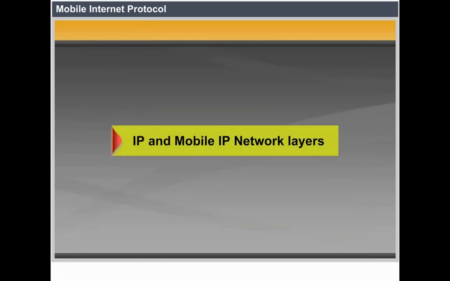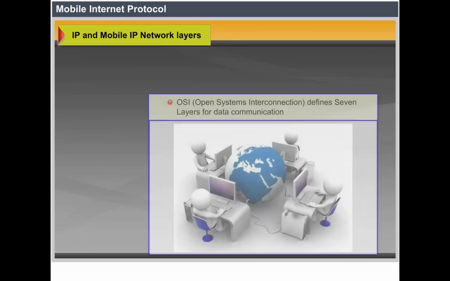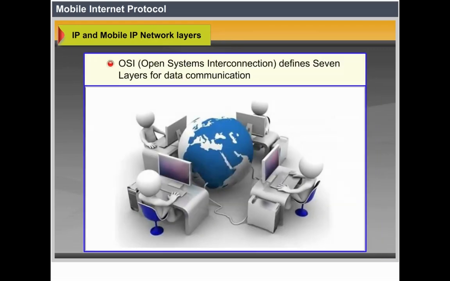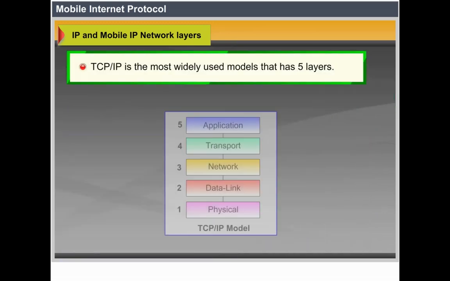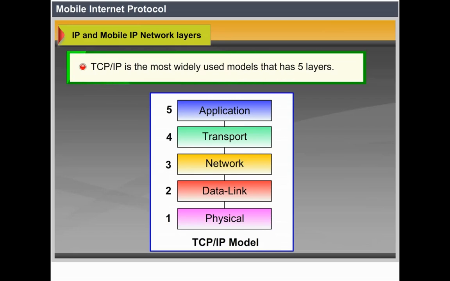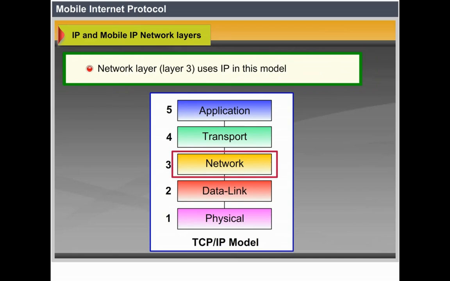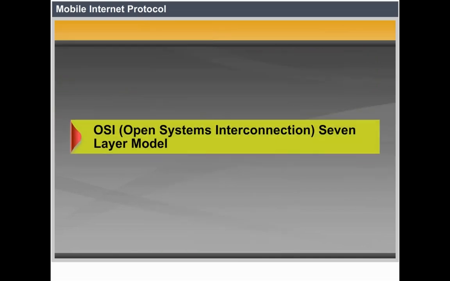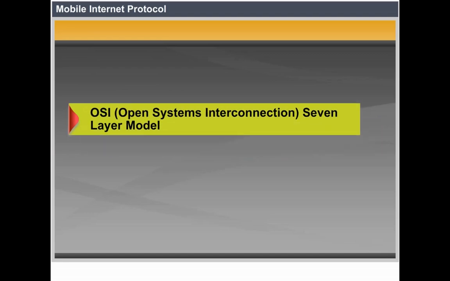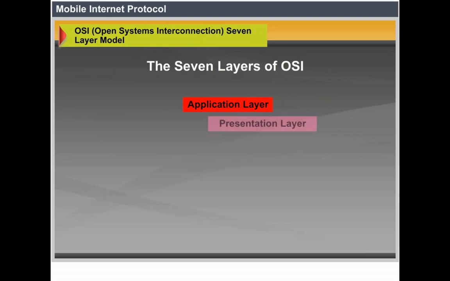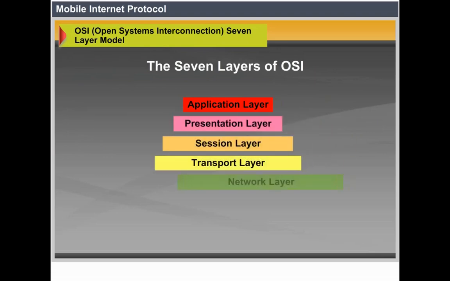IP and Mobile IP network layers. The Open Systems Interconnection (OSI) model defines 7 layers for data communication. TCP/IP is the most widely used model, having 5 layers. The network layer, layer 3, uses IP in this model. The figure below shows the 7 layers of OSI.